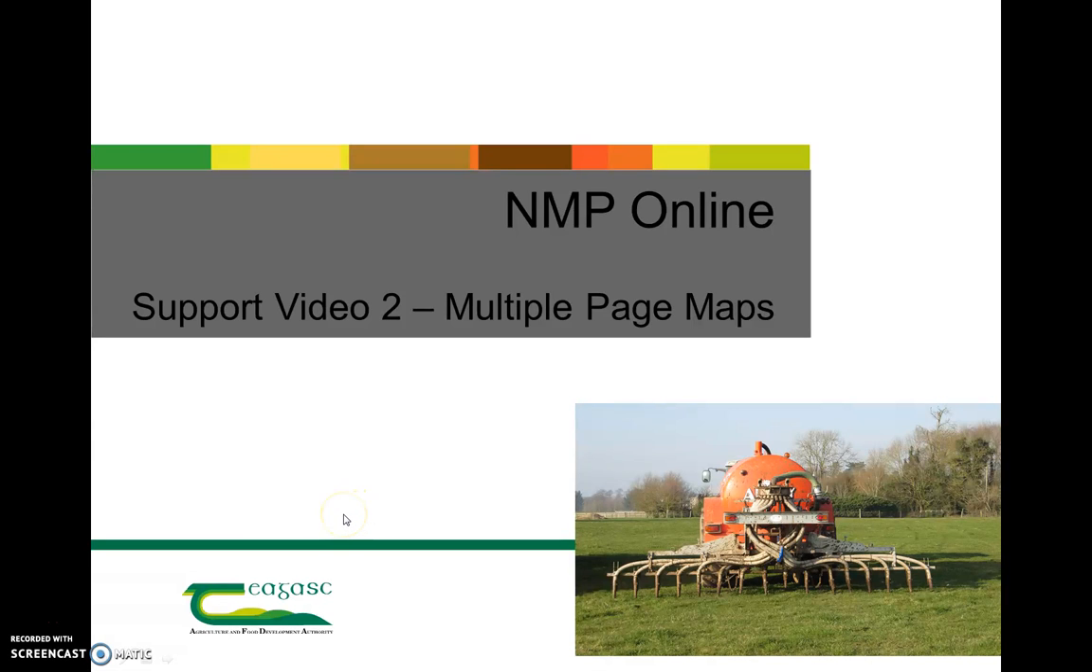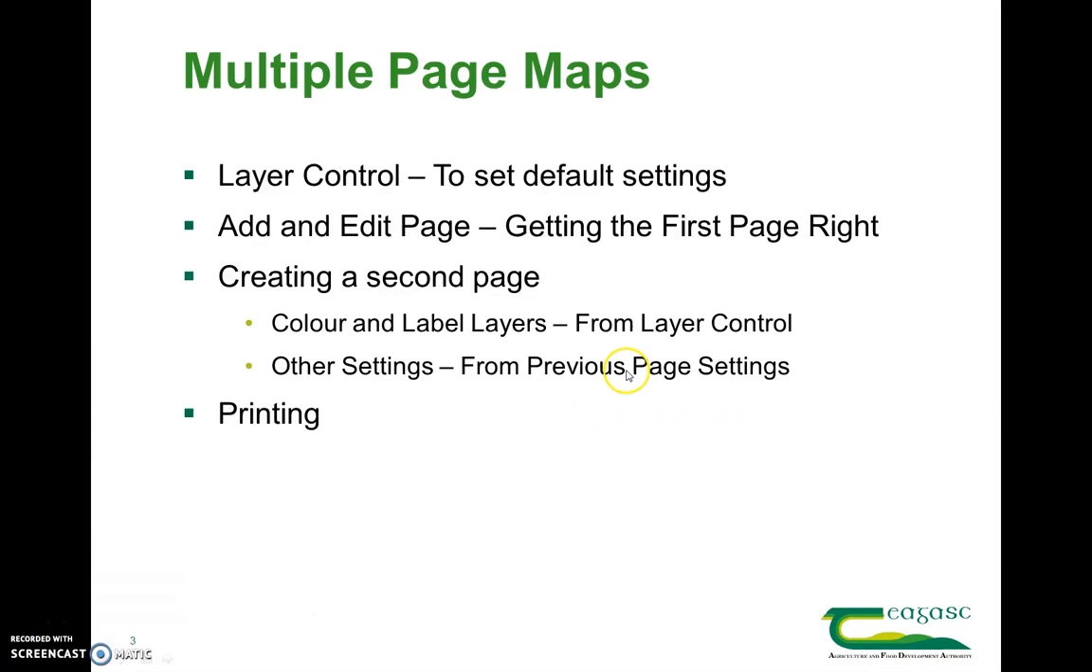In this video, I will show you how to create multiple pages and how to create a PDF file containing these multiple pages. In creating multiple page maps, there is a procedure to follow. First, you need to use layer control to set the default settings. Then you add your first page. It is important to get the settings on the first page right before you create further pages. Second and subsequent pages take their settings from work already done.